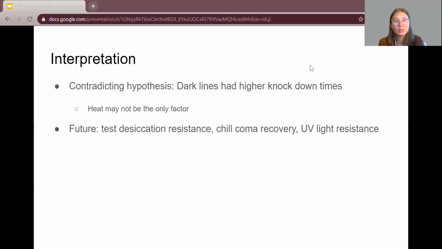Future experiments would be to test desiccation resistance, chill coma recovery, and UV light resistance. If you have any other variation in climate that can be tested under lab conditions, please comment in this video. Over the summer, if undergraduate research is permitted, I plan to test desiccation resistance in a similar manner, but with a higher replication.